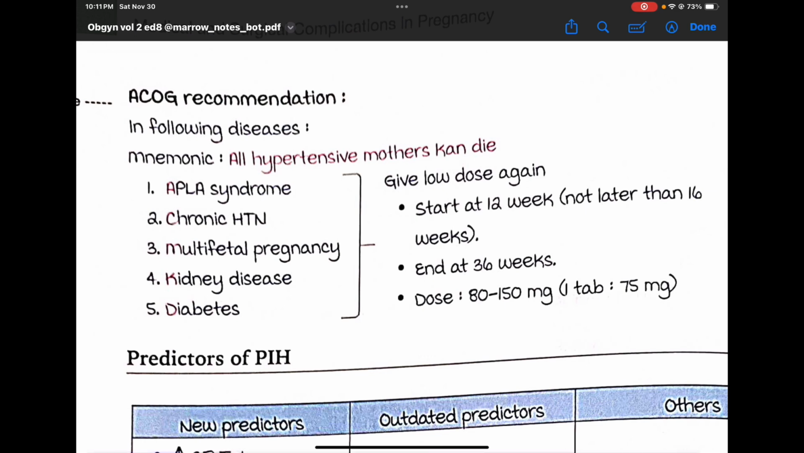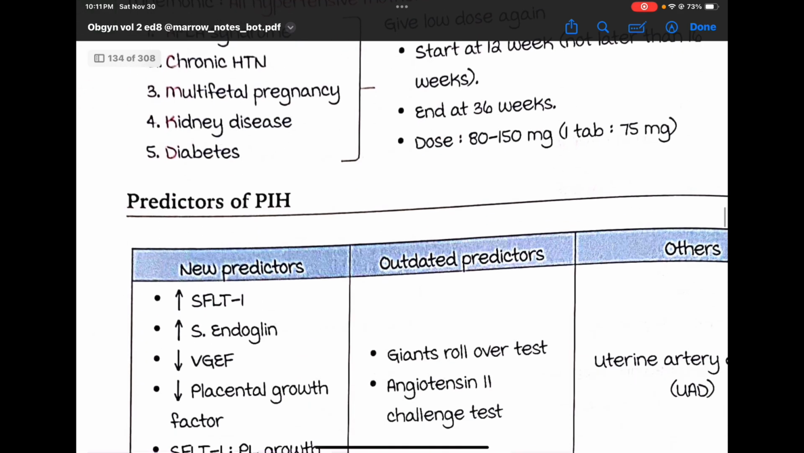ACOG recommendations in the following diseases, that is APLA syndrome, chronic hypertension, multifetal pregnancy, kidney disease, diabetes: give low dose aspirin again. Start at 12 weeks, not later than 16 weeks, end at 36 weeks. Dose is 80 to 150 milligram. One tab is 75 milligram. They are talking about aspirin.